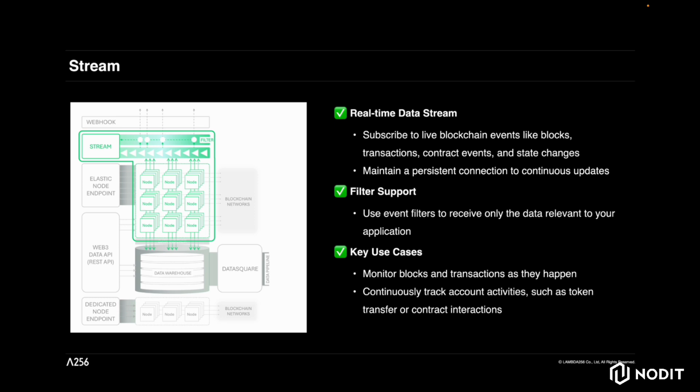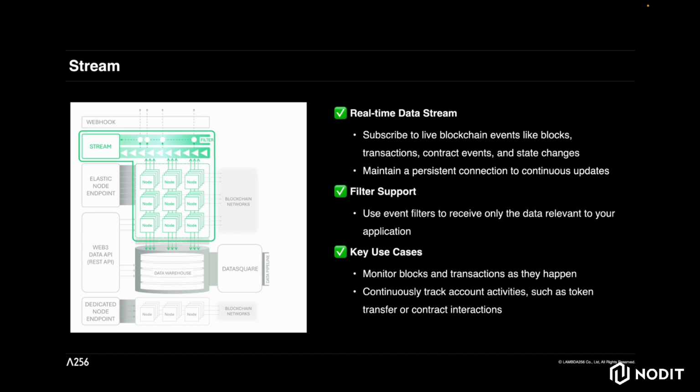Not every event is relevant to your application. With event filters, you can specify exactly which blockchain data you want to receive. This keeps your DApp efficient and responsive, so you are only processing relevant updates. Nodit Stream is ideal for real-time applications. You can use it to monitor blocks and transactions as they happen, so your DApp is always up to date. Continuously track account activities such as token transfers or contract interactions.